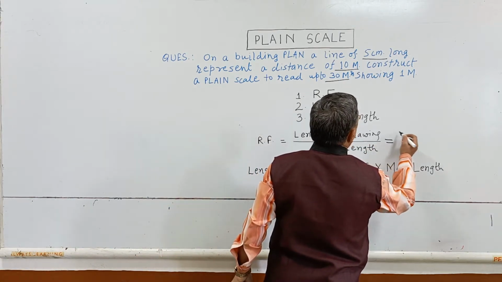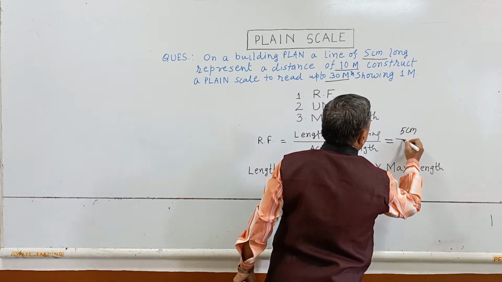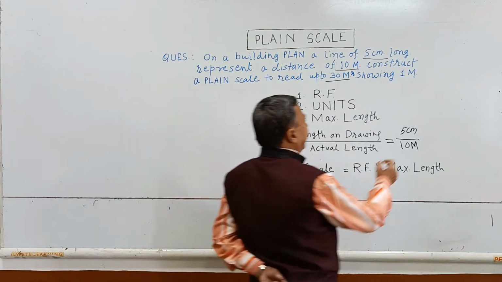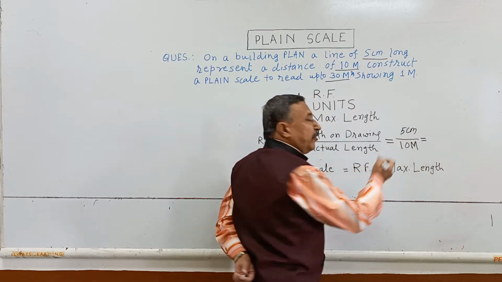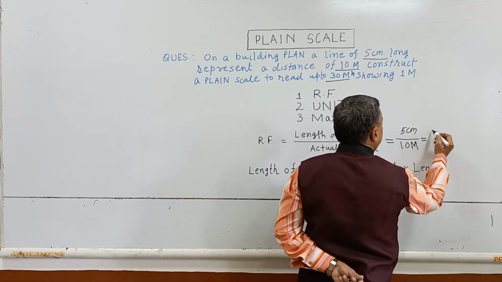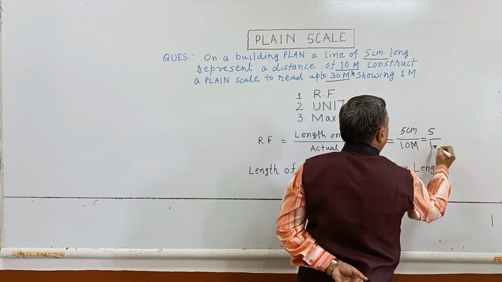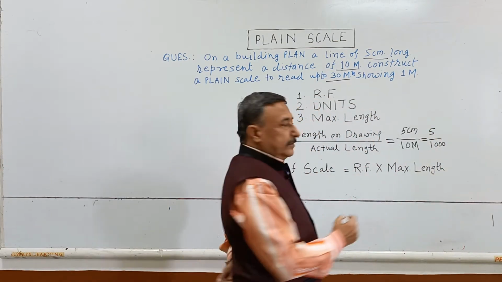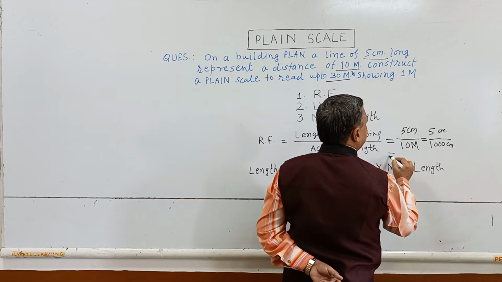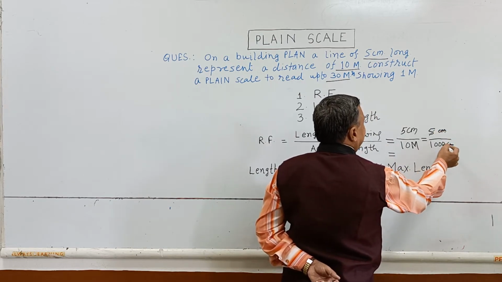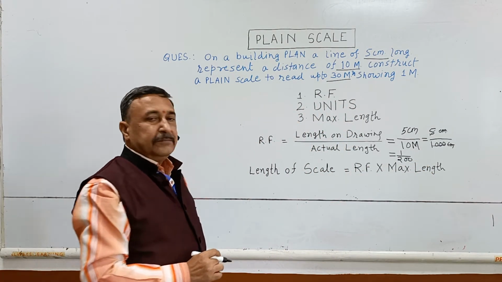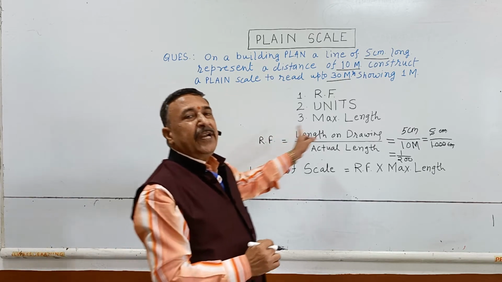Now RF is equal to 5 cm divided by 10 meter. Now we simplify it. We convert this into centimeter, so both units can be cancelled, as you know RF has no unit. So this is 5 upon 1000. Centimeter divided by centimeter cancels, and the final value is 1 upon 200. In this way we calculate RF.